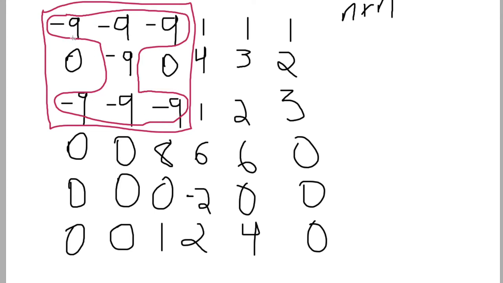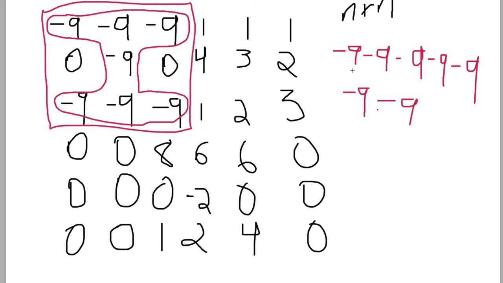So in this situation, we would add the sum of all of these, which is negative 9 minus 9 minus 9 minus 9 minus 9 minus 9 minus 9. So we will subtract all 7 nines: 1, 2, 3, 4, 5, 6, 7. This should then give us negative 63.